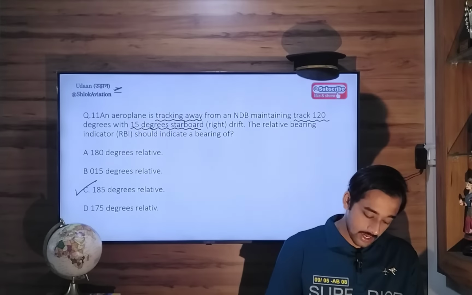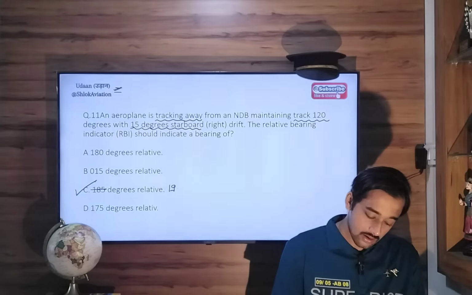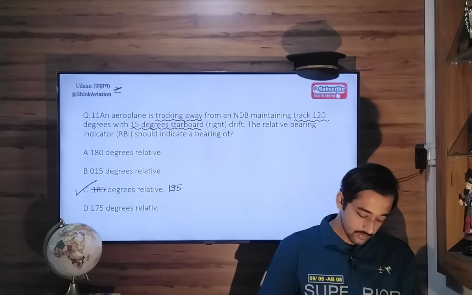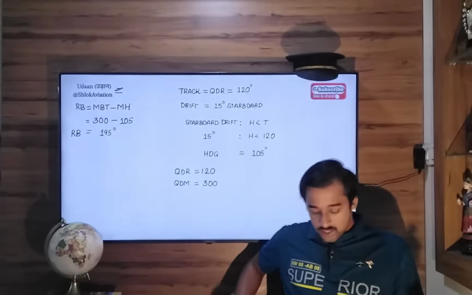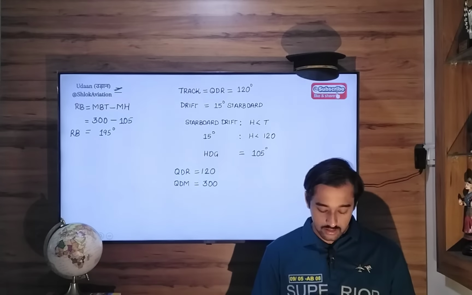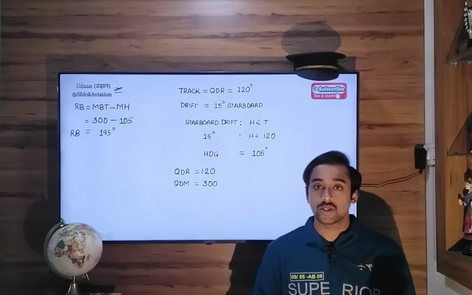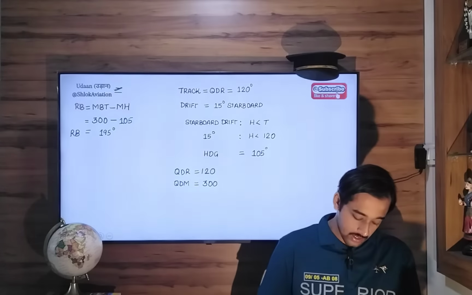There must be a printing error. So this should be 195. Okay. So I will just double check 300. It should be 195. That is a printing error.